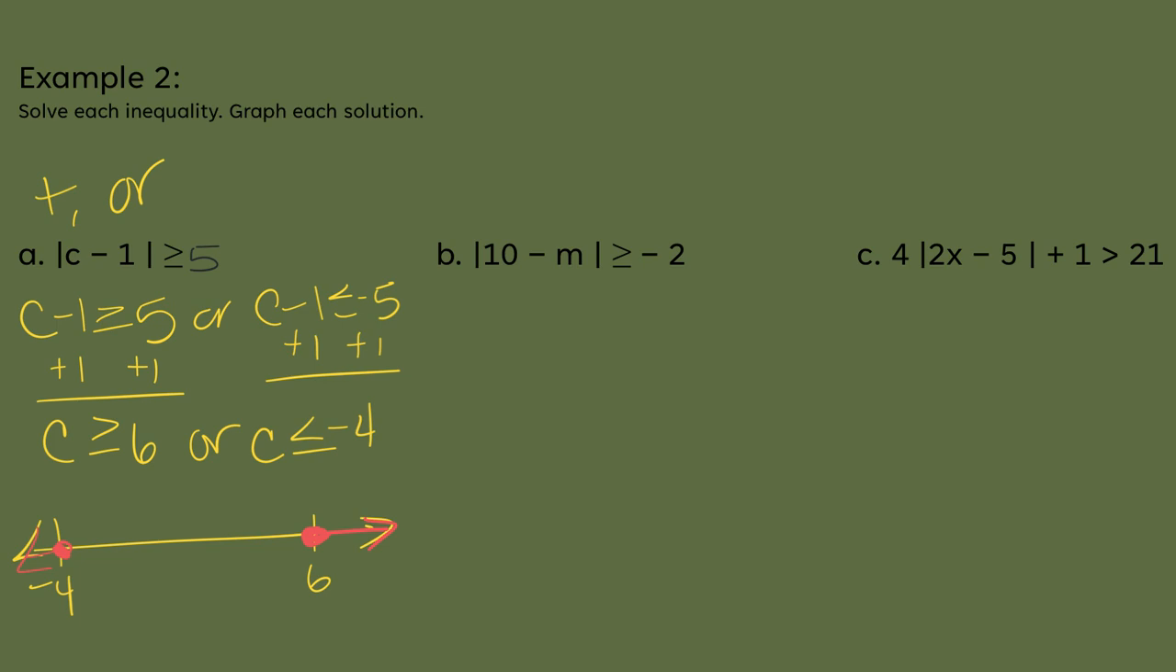What about now B? What is B going to be? All real numbers. Why? Okay, all real numbers are solutions. What about C? Now we have a 4 in front of our absolute value, and we have a plus 1 after our absolute value, correct?